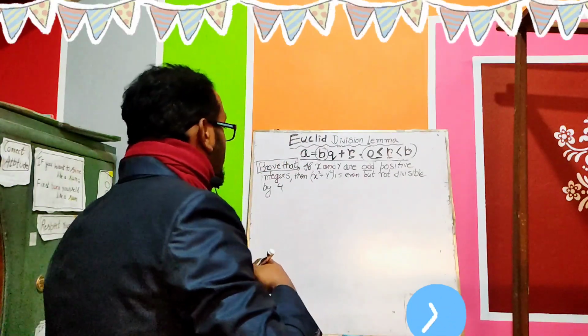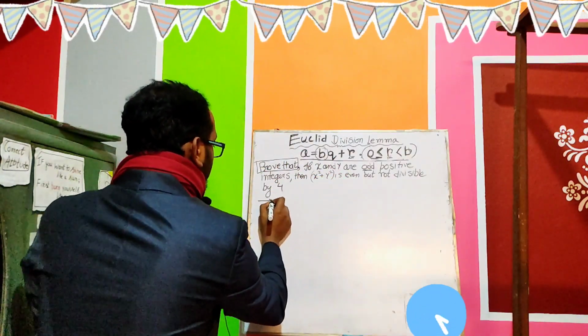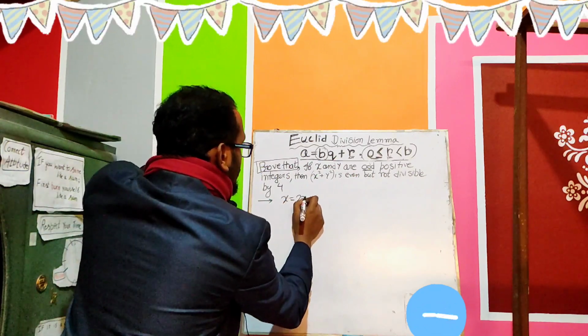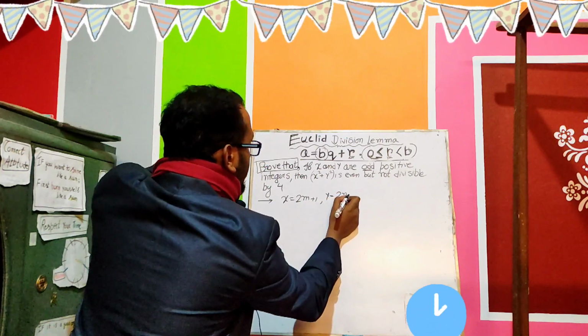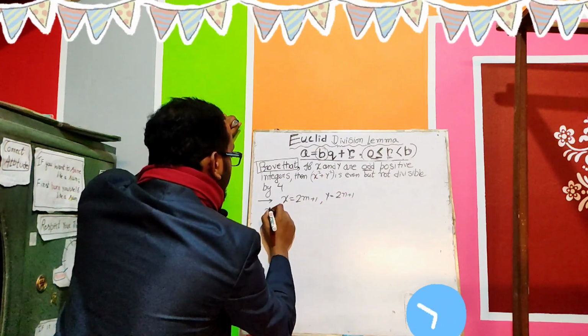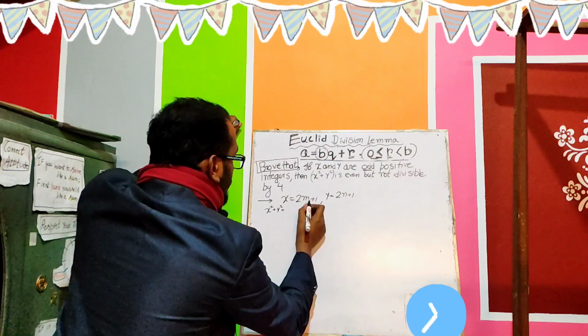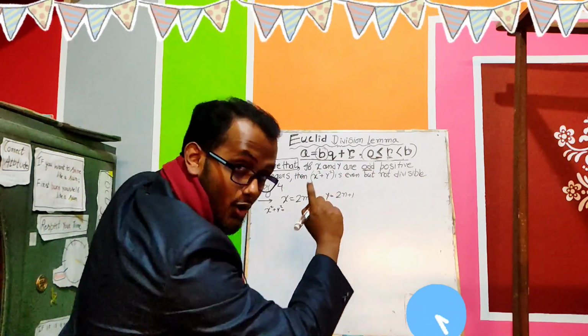Okay, if x and y are odd positive integers, so let's say x equal to 2m plus 1 and y equal to 2n plus 1. Now what they say, x² plus y². So let's do the left hand side. So let's do what they asked: (2m plus 1) whole square plus (2n plus 1) whole square.